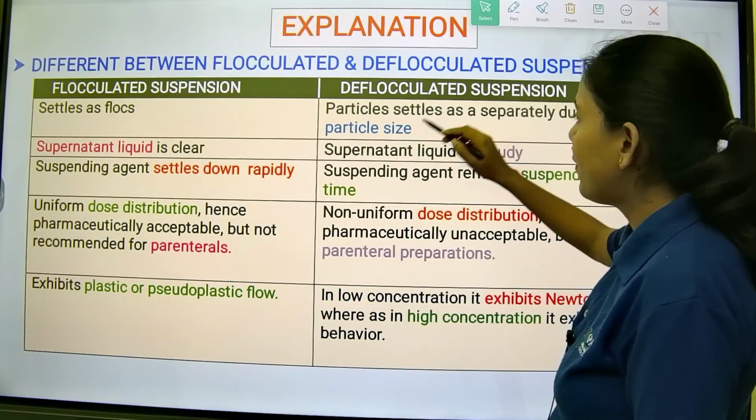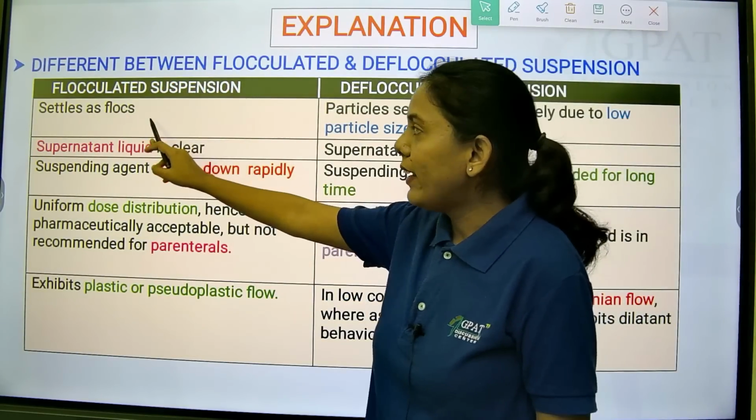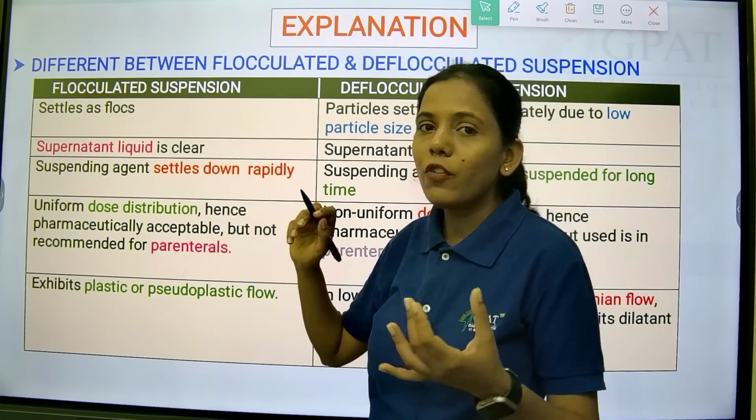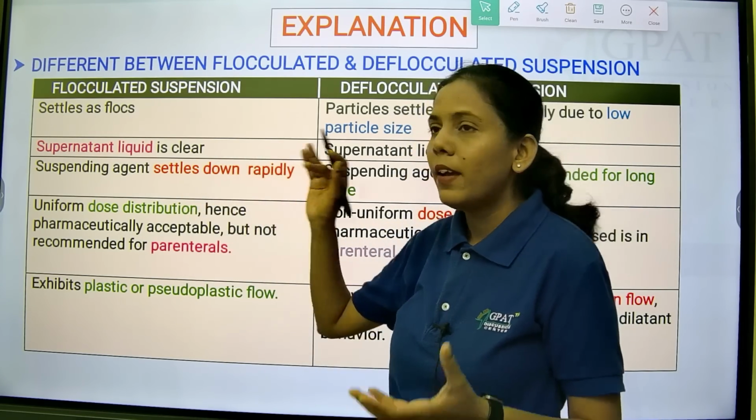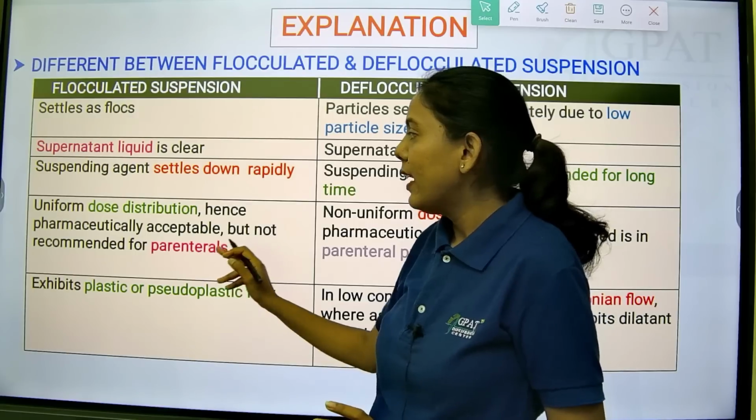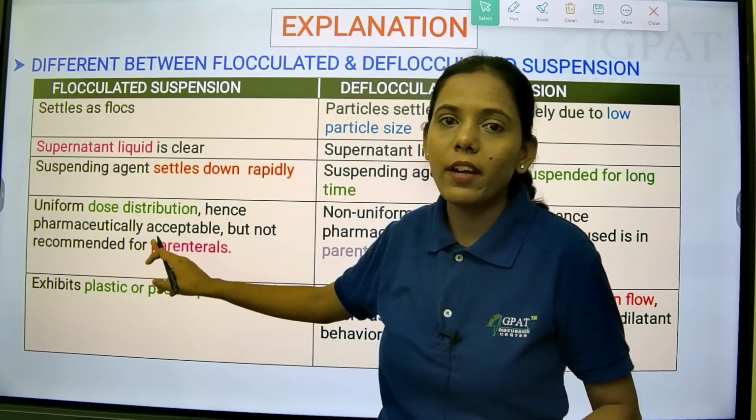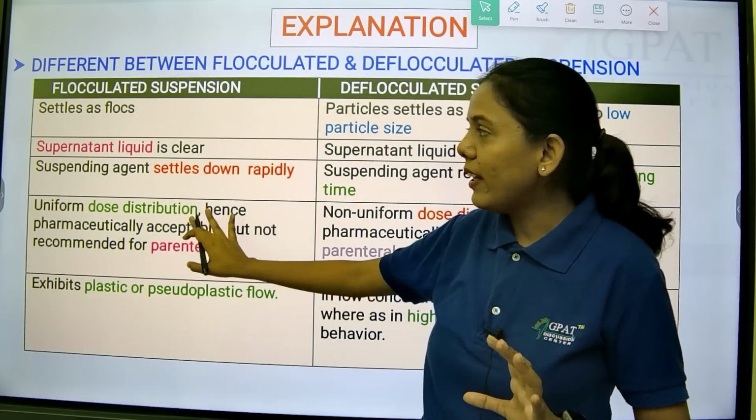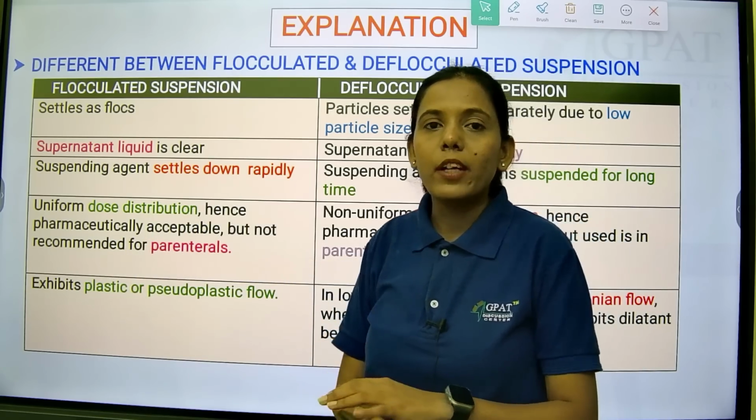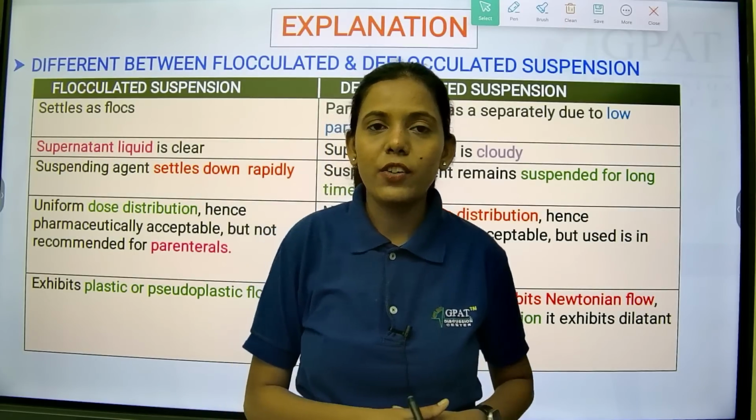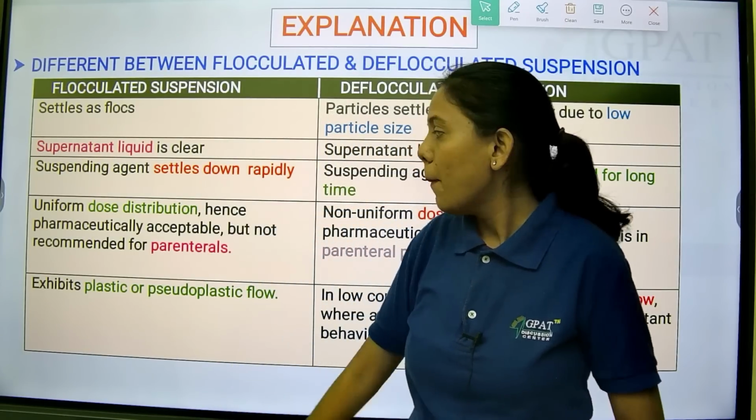So this is the difference you can see. Flocculated, it will settle as a flock, that means a loose aggregate, because of which the supernatant will be clear. It will settle down rapidly, uniform distribution, but it is not recommended for parenteral. It is pharmaceutically acceptable for orally, but not for parenteral because there is a size limitation when we are administering to the parenteral routes.